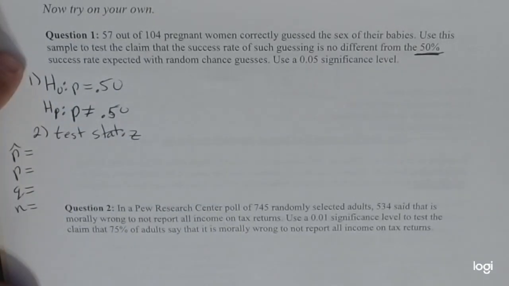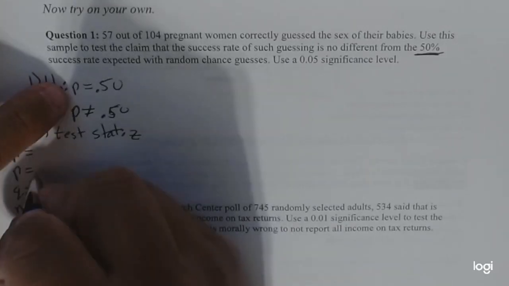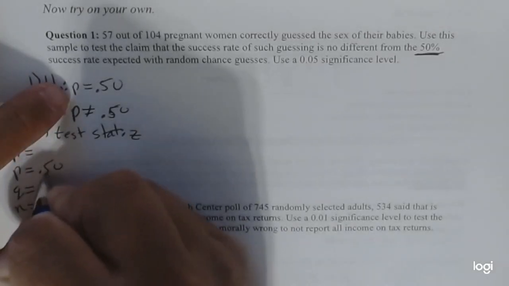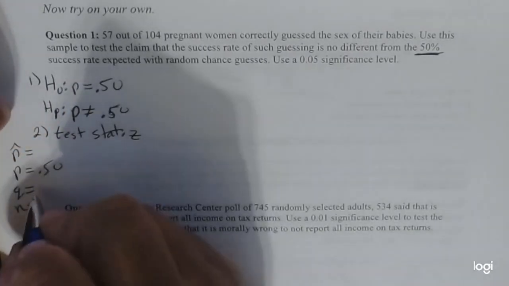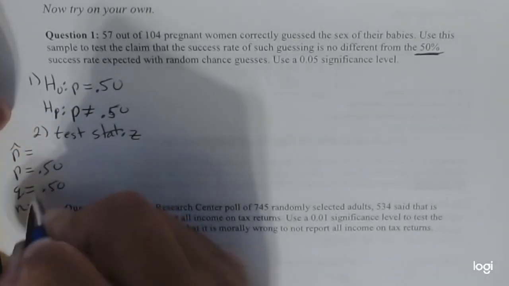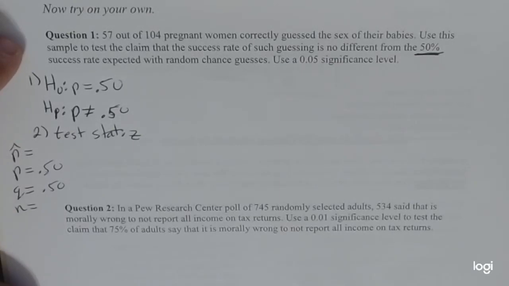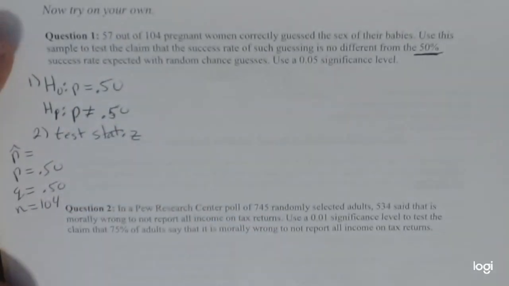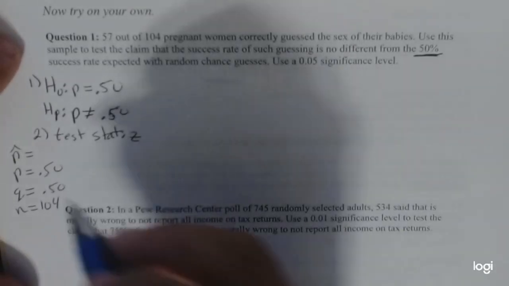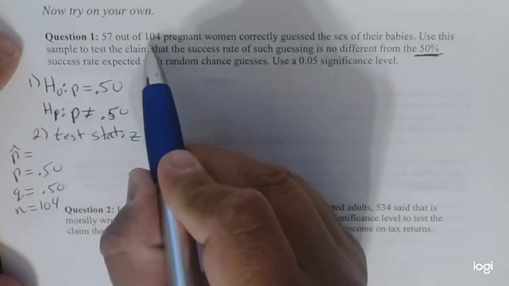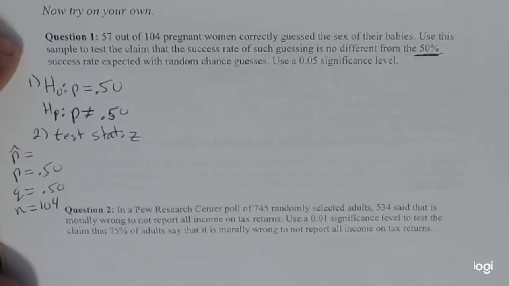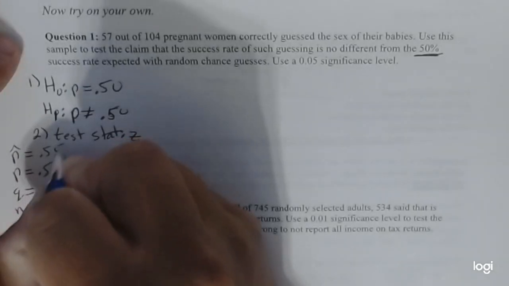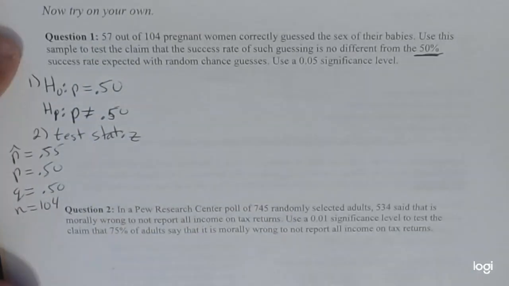Okay. So one number you should know automatically is p, right? Because you should have written that down already. So that's going to be 0.5. So q is 1 minus p, so that's also 0.5. Okay. Sample size in this case is 104. Okay. And then lastly, to get p hat, we divide 57 divided by 104, which should give us approximately 0.55. There's your p hat.